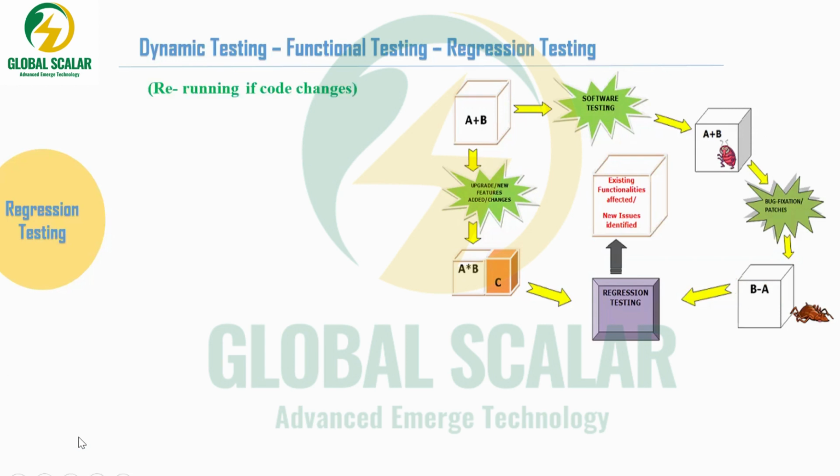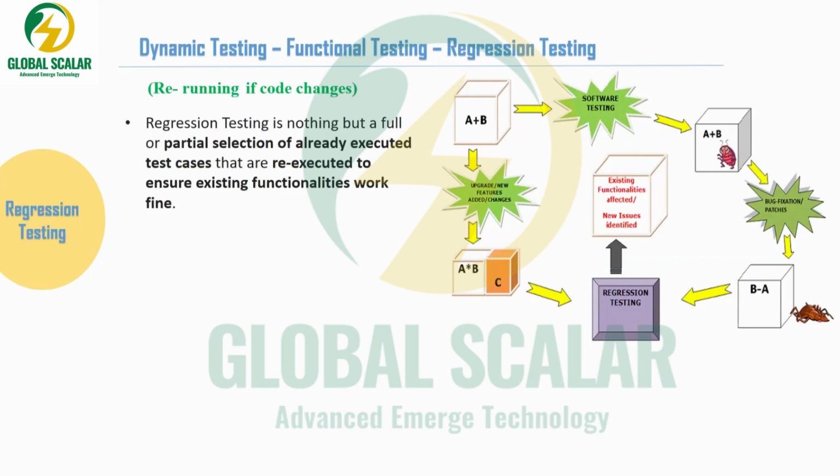Okay, so regression testing is also called rerunning when the code changes. Regression testing is nothing but a full or partial selection of the already tested cases. Means test cases will already be there, so with the help of those test cases, for each and every release, they're going to execute the test cases, because the existing functionalities should not be affected.